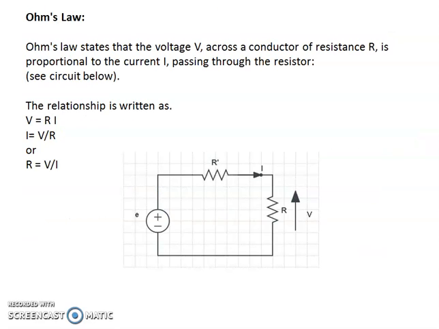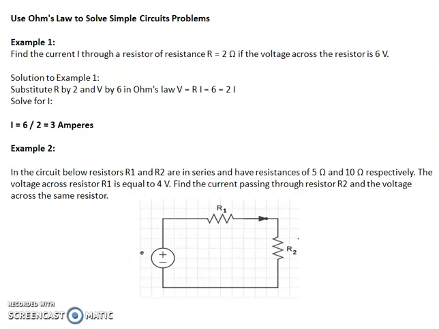Ohm's law states that the voltage V, across the conductor of resistance R, is proportional to the current I, passing through the resistor. See circuit below. The relationship is written as V equals R multiplied by I, which can also be written as I equals V over R, and R equals V over I. The units are volts (V) for the voltage V, amperes (A) for the current I, and ohms (Ω) for the resistance R. Use Ohm's law to solve simple circuit problems.